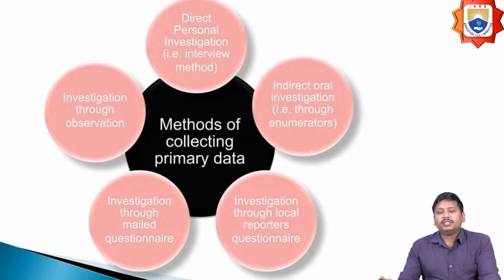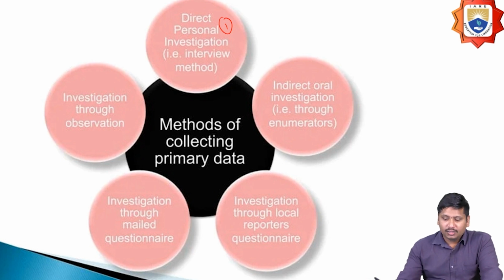So, what are the various methods available for collecting the primary data? We have different methods like direct personal investigation, indirect oral investigation, indirect investigation through local reporters' questionnaires, investigation through mailed questionnaires, and investigation through observation. So these are some of the common methods available for collecting the primary data, right? The first is direct personal investigation. An example is the interview method, where you can directly ask questions of the other person to get the data.